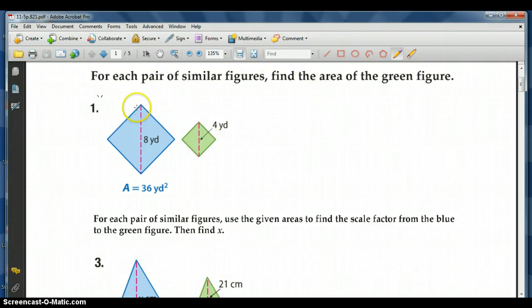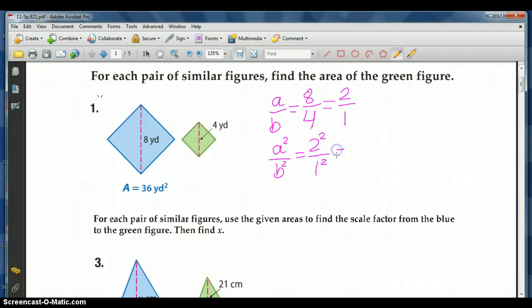So, we need our scale factor here. So the scale of the blue to the green is 8 to 4. We'll call that our A to B factor. And go ahead and simplify that, and you get 2 to 1. So these two shapes are in a 2 to 1 ratio. Therefore, their areas will be in an A squared to B squared ratio. So 2 squared to 1 squared is equal to 4 to 1.